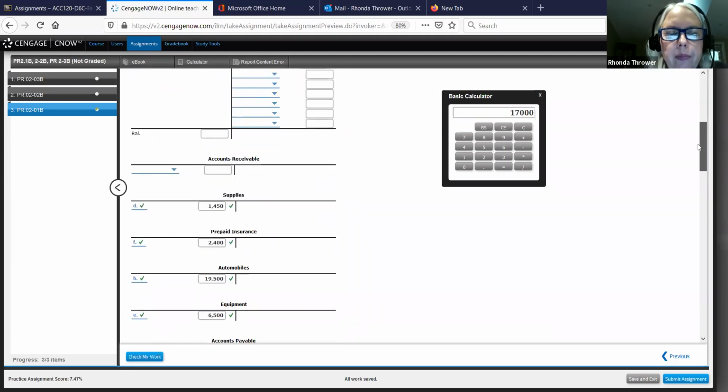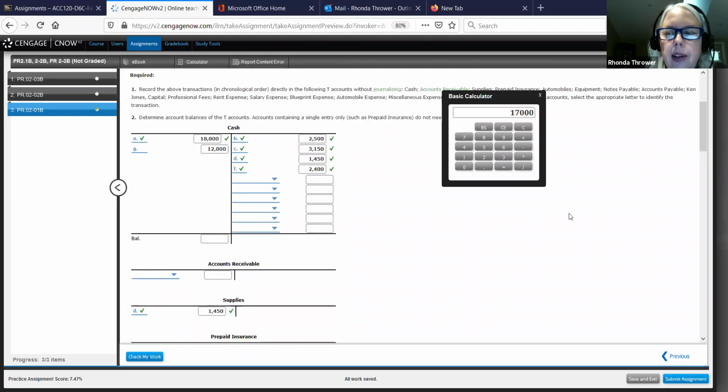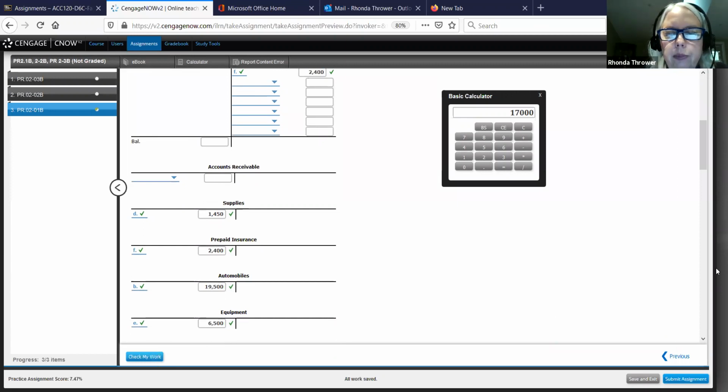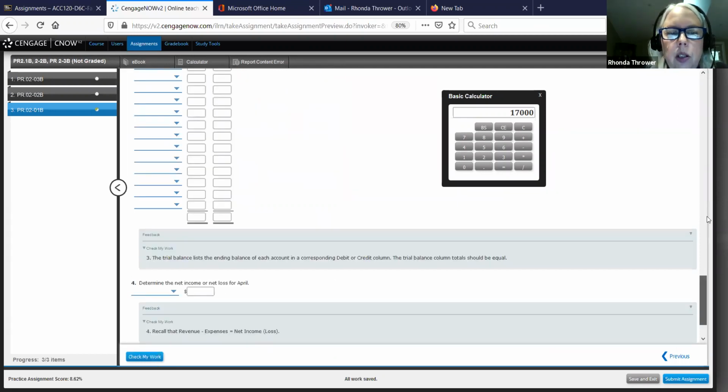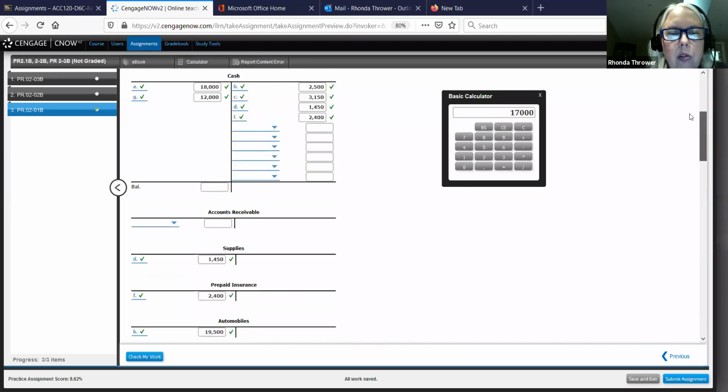My cash went up on the debit side. And so I am equal. So I'm going to check my work.